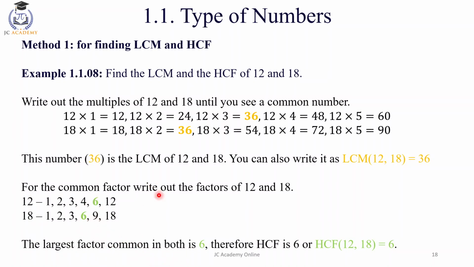Now going through the factors, we see that the largest factor common in both of these numbers is 6. Therefore, the highest common factor of the numbers 12 and 18 is 6. Another way to write it is HCF(12, 18) = 6.